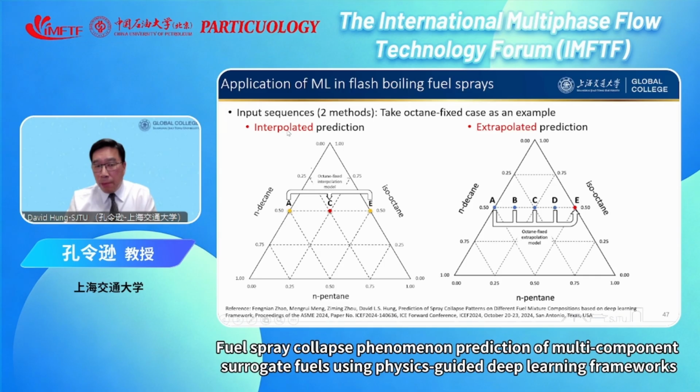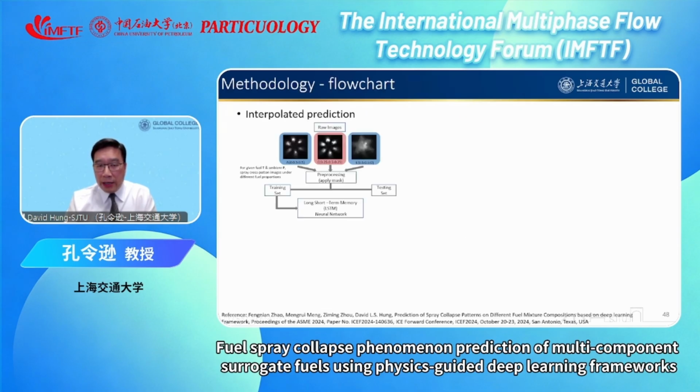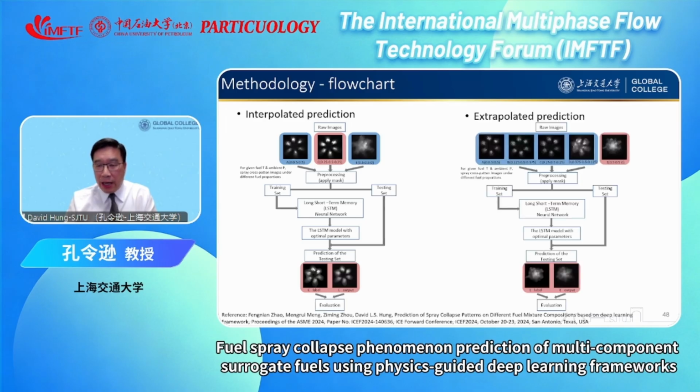Whether it's interpolated or extrapolated, you would have to do a network like this. In the interest of time, let me skip that a little bit. So you can see that at the end, after you input the raw images, you can have a label, which is a ground truth, and an output, which is a predicted one. Likewise, you can do a similar work for extrapolation.